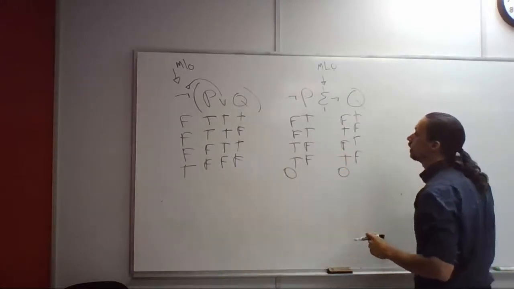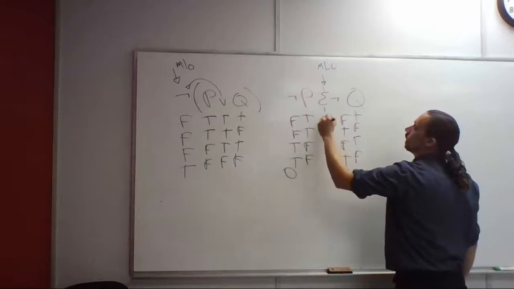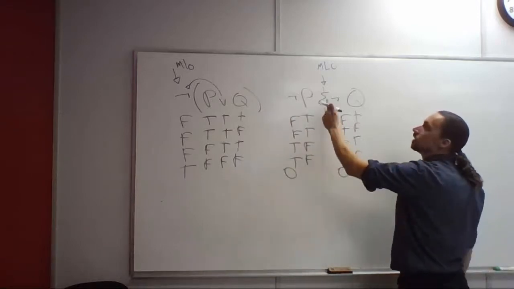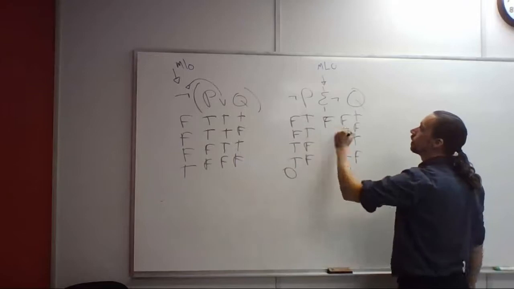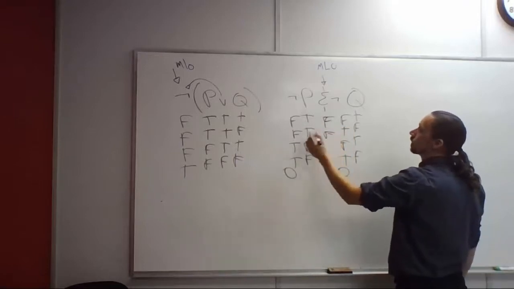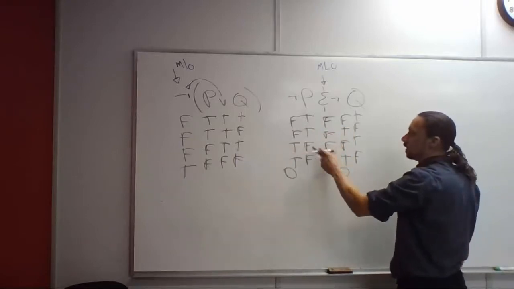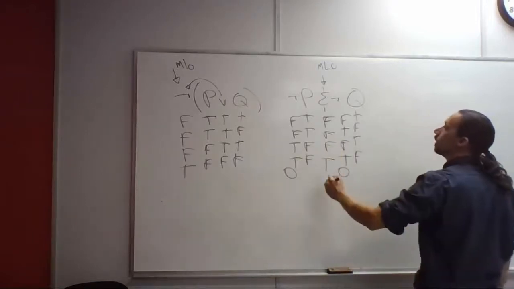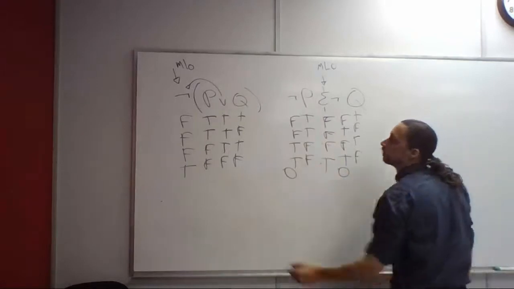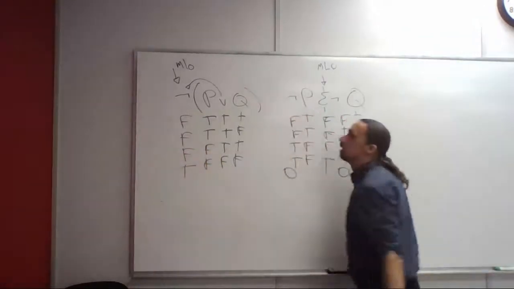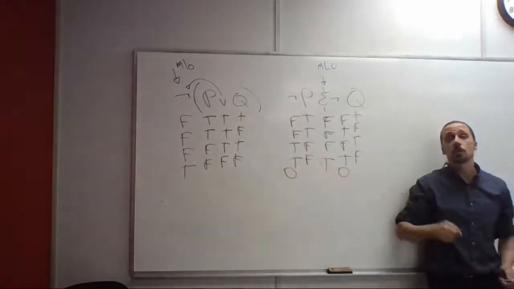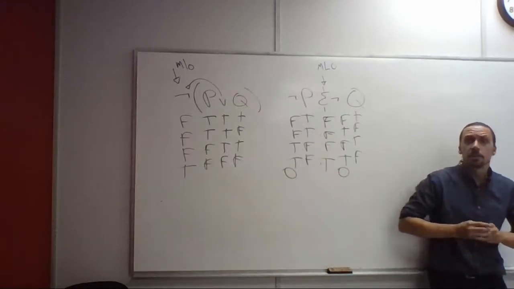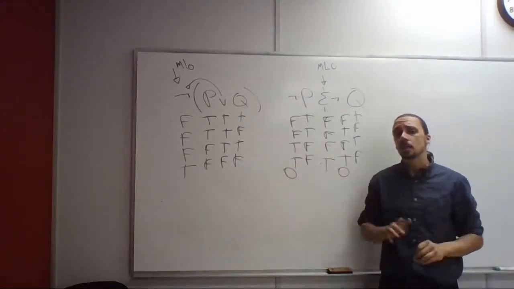All right, so let's see what it looks like. False, false, false, because it's an AND. The AND is only true when both of its sides are true. False, true, false. True, false, false, because both need to be true. True, true, true. So what's the value of the main logical operator here? False, false, false, true. False, false, false, true. So these two are logically equivalent.